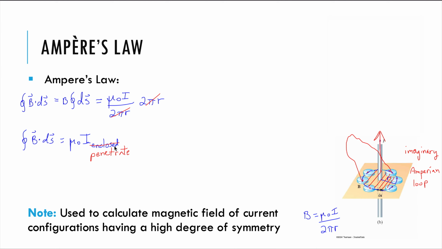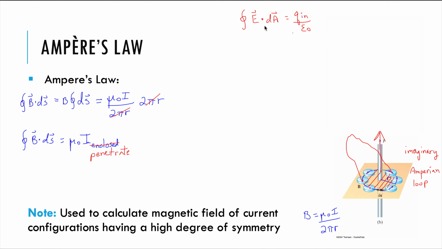Now, another thing I want to mention is, does any of this sound familiar? We are finding an imaginary loop around our current distribution that takes advantage of symmetry so that a line integral simplifies, and this expression allows us to solve for B, right? If the line integral becomes, for example, B times 2 pi r, then we can very easily manipulate this equation to solve for B. Does this remind you of anything? Hopefully, it reminds you of Gauss's law.